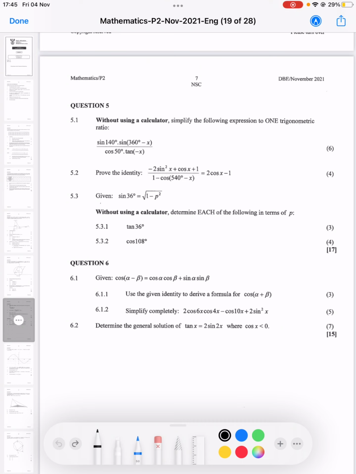So, as you can see, without any waste of time, we'll be looking at your Mathematics Paper 2, the November 2021 exam paper. Trigonometry is what we'll be looking at in this lesson. I'm not going to be giving you the answers to these questions, but what I'm going to be doing is to take you through how you approach this type of question.